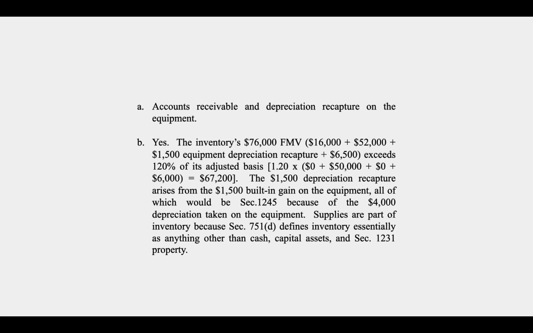So the total adjusted basis is $67,200. So, well, I'm sorry, that's not the adjusted basis. That's 120% of the adjusted basis. So it's 1.2 times 56,000 gives me 67,200. If the fair market value is greater than that, then we meet the 120% rule and the inventory is substantially appreciated, meaning it is Section 751 property.